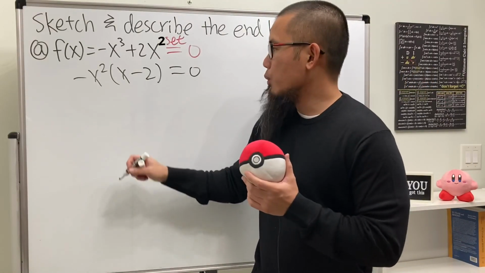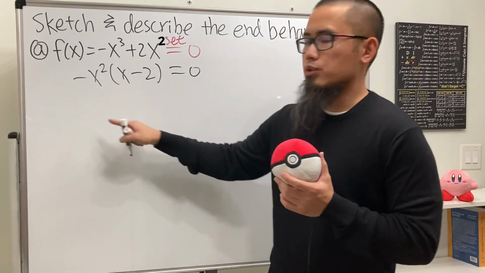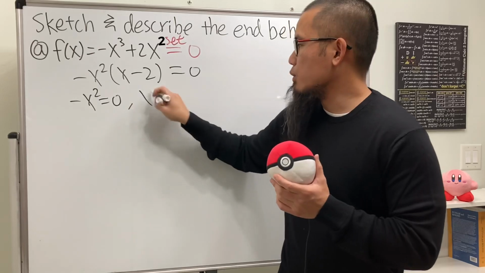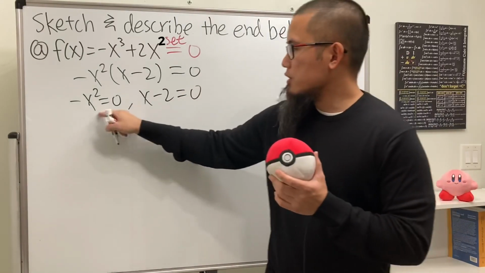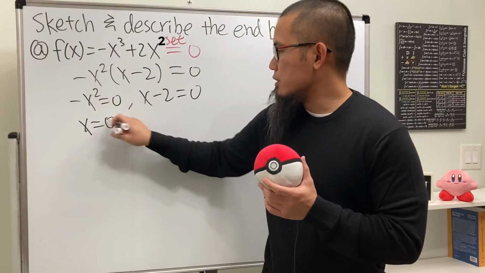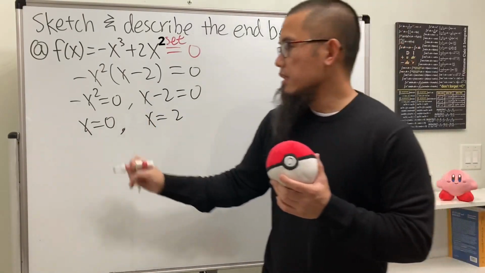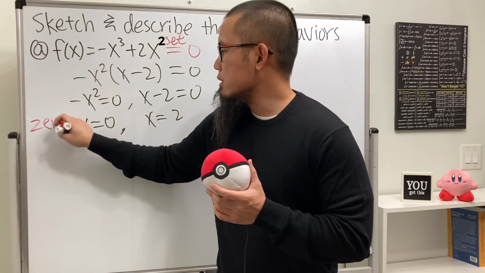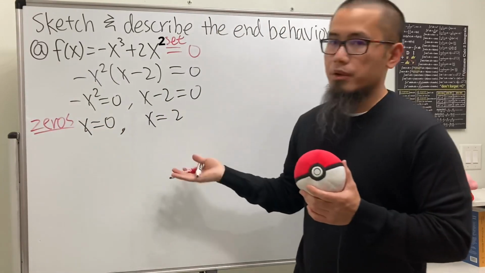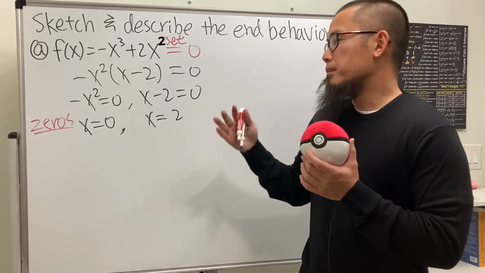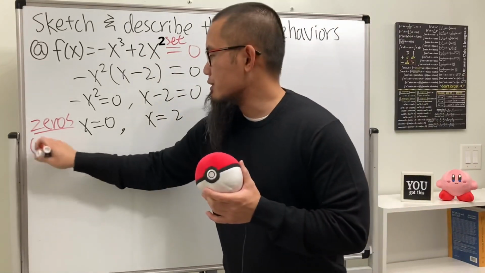And that's pretty much all we have to factor. Right here, we're just going to set this factor equal to 0 and likewise for that. So we get negative x squared equals 0 and the other one, x minus 2 equals 0. So from here, x is 0. From here, x is 2. Alright, so these two right here are called the zeros of the polynomial because they will make this expression equal to 0. But in terms of the graph, they are just the x-intercepts.